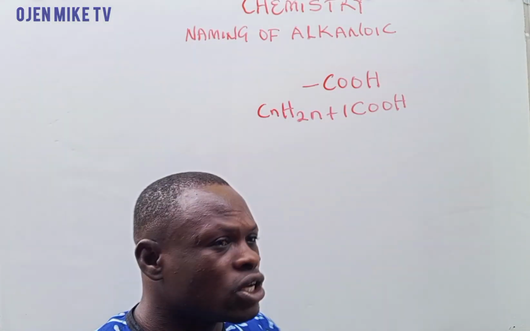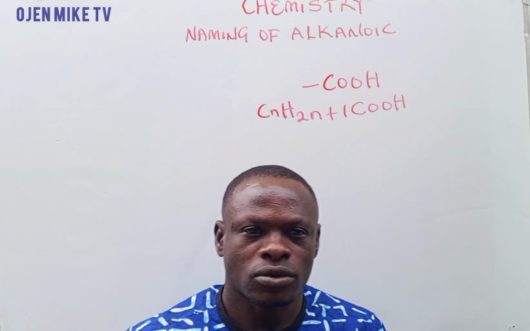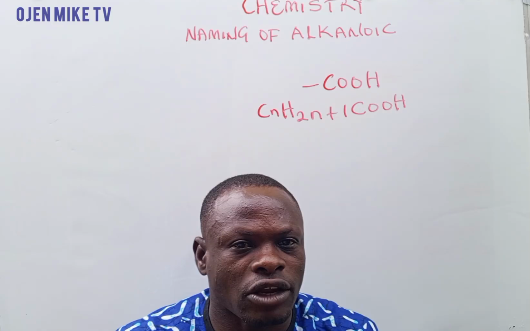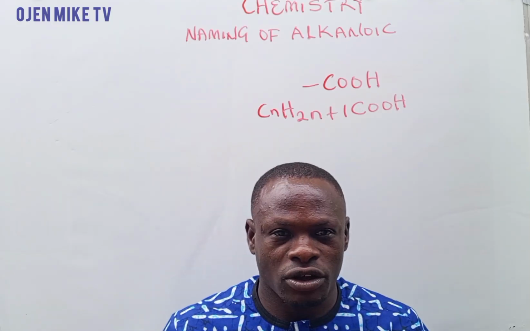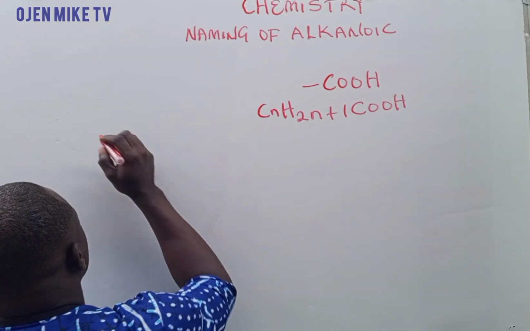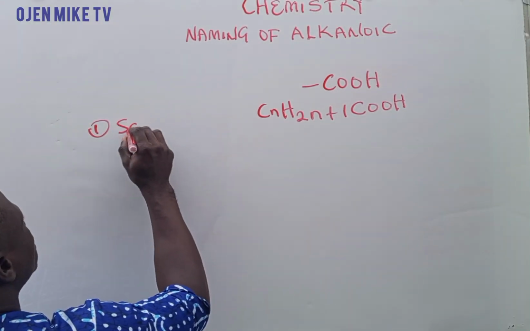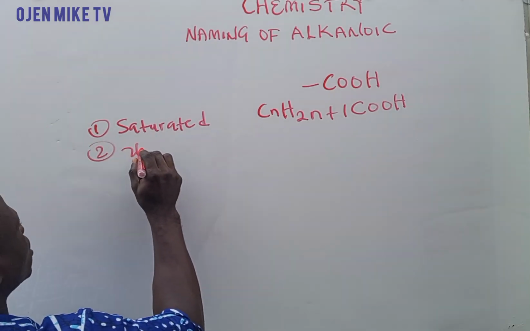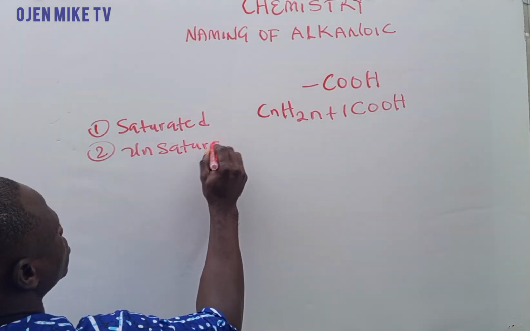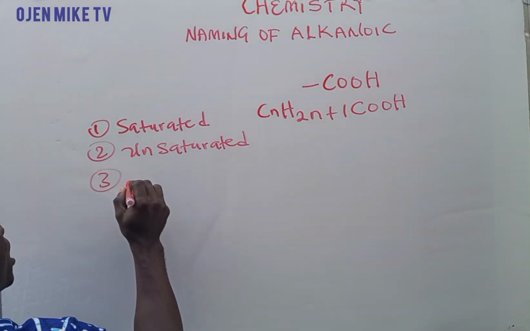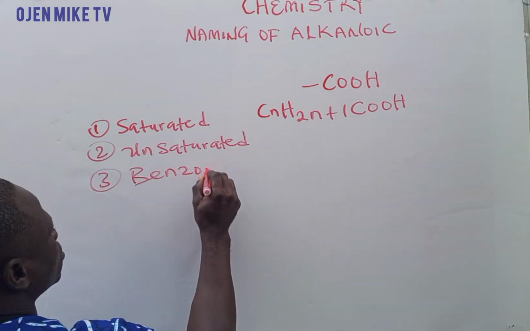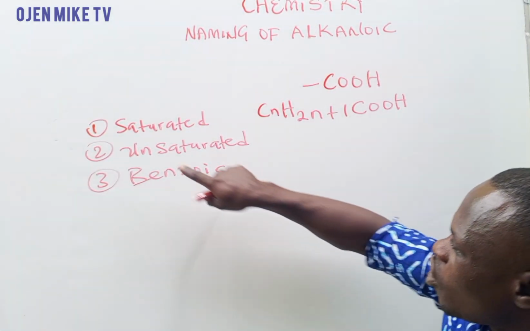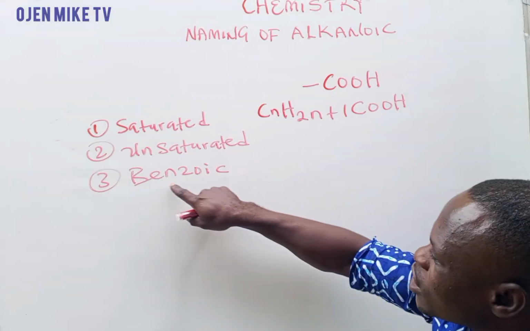Now, I want to look at what this video is specifically made for: naming of organic alkanoic. Before you name alkanoic, you must understand the basic types of alkanoic. We have three major types. One, we have saturated. Two, we have unsaturated. And three, we have benzoic. So we have saturated alkanoic, unsaturated alkanoic, and benzoic alkanoic.